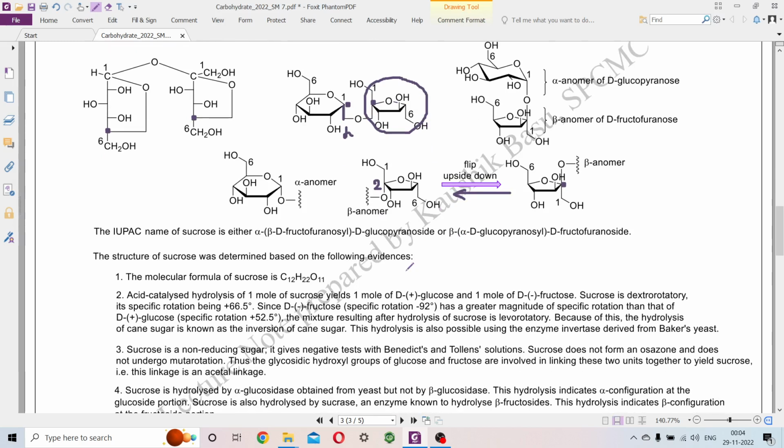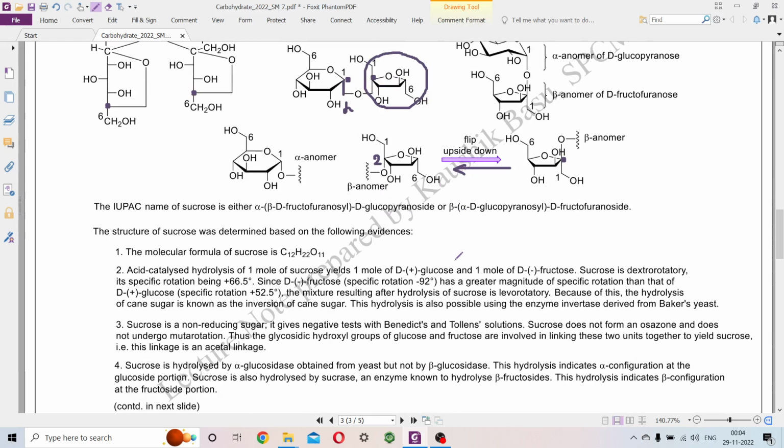So the IUPAC name of sucrose: you can think of it as a derivative of glucopyranose, or you can think of it as a derivative of fructofuranose. Accordingly, you can name this molecule as alpha-D-glucopyranosyl beta-D-fructofuranoside, or beta-D-fructofuranosyl alpha-D-glucopyranoside.